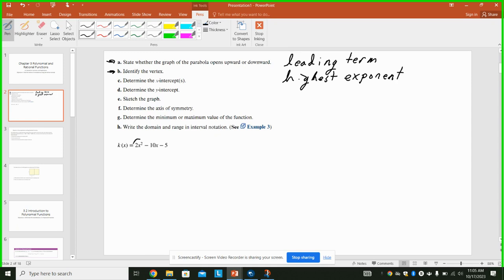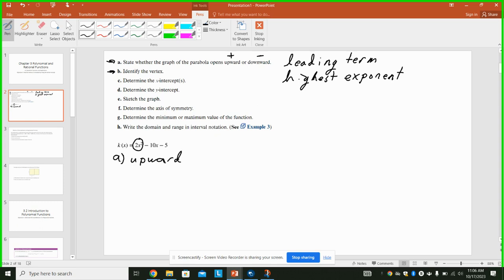2x squared, right? So that would be my leading term. If it is positive, it will open upwards. If it is negative, it will open downwards. So in this situation, does this graph open upwards or downwards? Upwards, because it's a positive leading term, so it will open upwards.